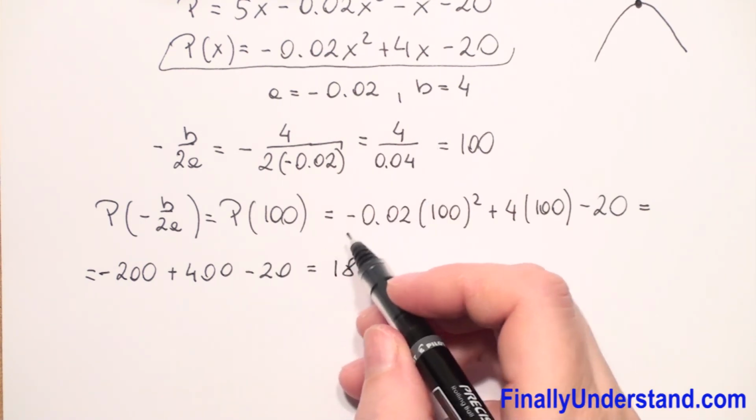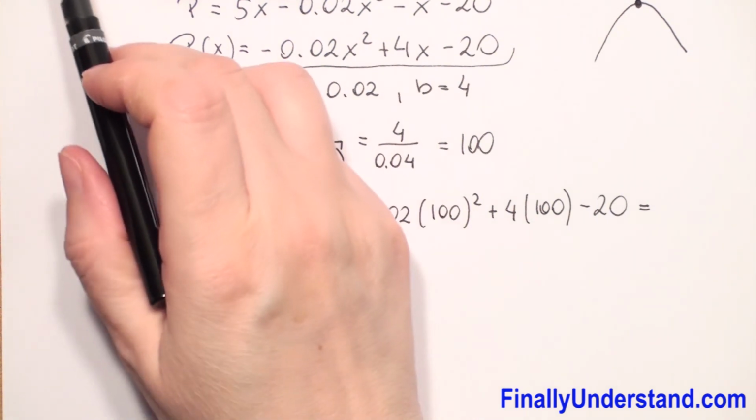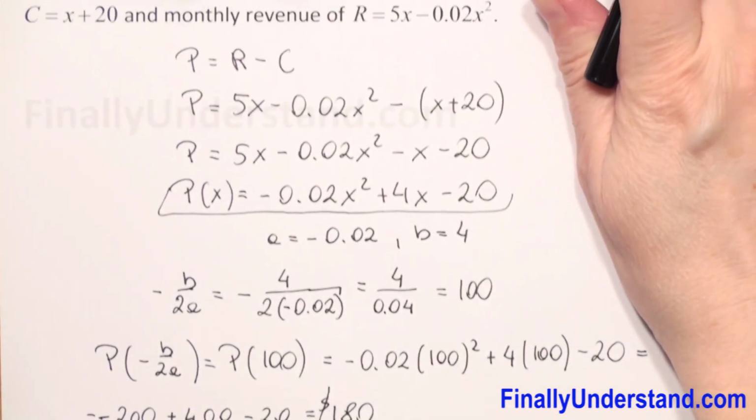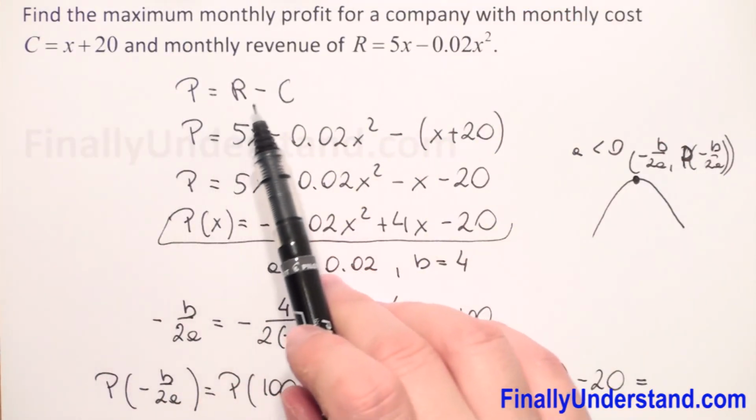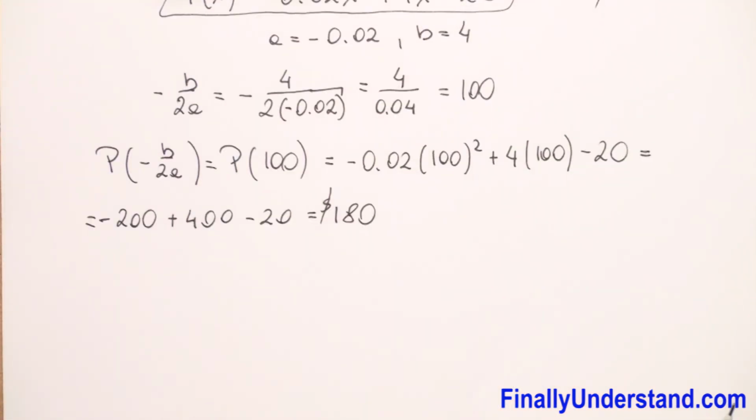And of course we have to add dollars. The maximum monthly profit for the company with monthly cost given by this formula and revenue by this formula is $180. This is my solution.